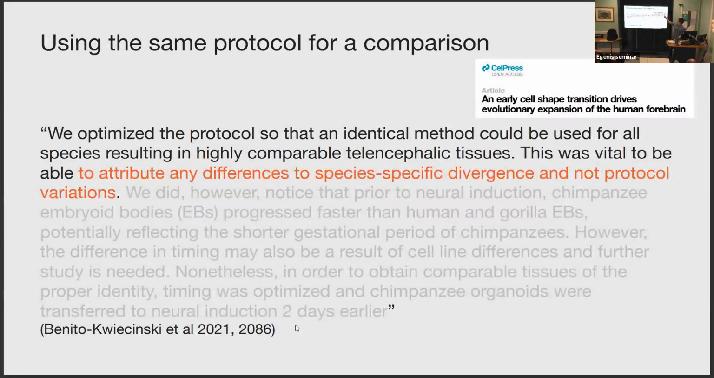So for example, in that brain organoid research I briefly introduced, when talking about their experimental procedures, the authors say we optimized the protocol so that an identical method could be used for all species, resulting in highly comparable telencephalic tissues. This was vital to be able to attribute any differences to species-specific divergence and not protocol variations. So you can see the authors are very aware of this importance of control. And I'll explain the latter half of the quote soon.